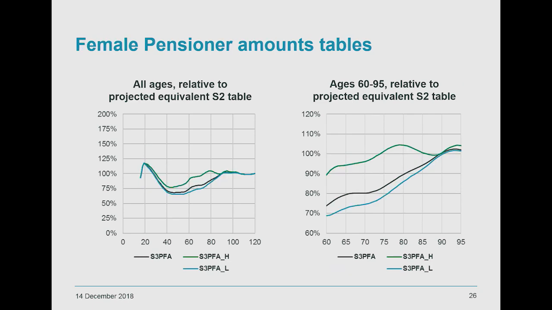For females, it's a similar picture, although quite a bit more pronounced. So at those lower ages on the right-hand side, we do see quite a big difference between the S3 tables and the equivalent S2 rolled forward tables. And for rolled forward, we just use CMI 2017.